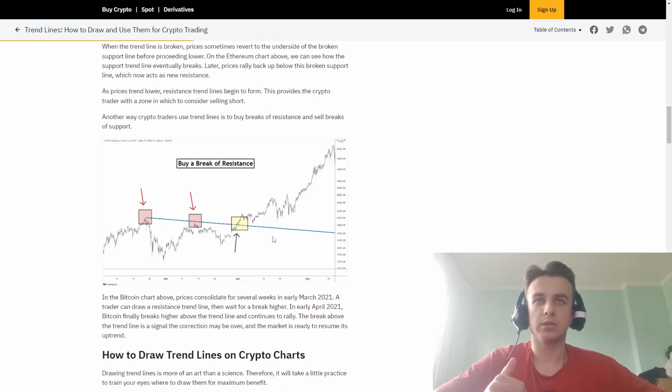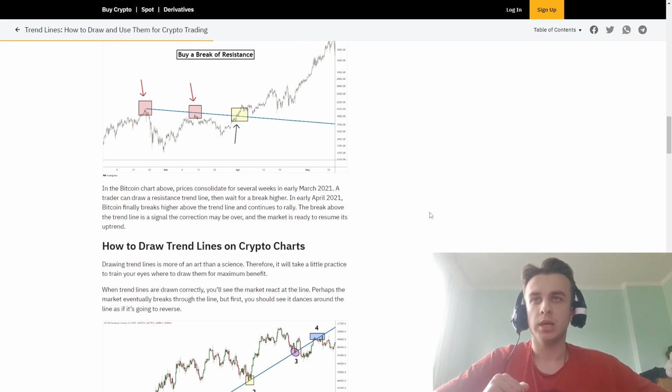Here it's resistance, going under 1 point, 2 point, and 3 point, with a higher trend. In the Bitcoin chart above, price consolidated for several weeks. In early March 2021, a trader could draw a resistance trend line and wait for a break higher. In early April 2021, Bitcoin finally broke higher above the trend line and continued rallying. In the break above the trend line, the correction may be over and the market is ready to resume its uptrend.